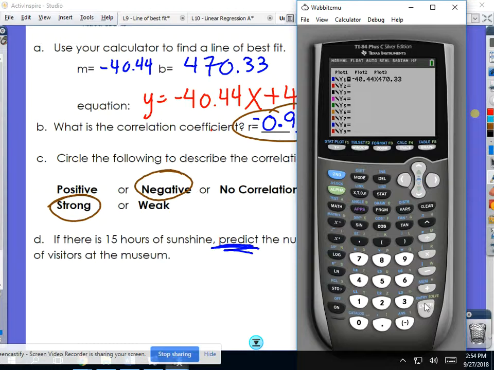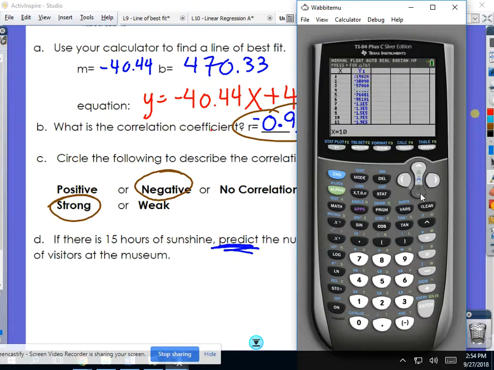Now to predict, we're going to press second and table. Except we're all the way down at 100, so I'm going to reset my table here real quick. There's honestly a quicker way to do this, family, and I'm going to show you how. But I'm going to reset my table to 0. This is how you could do it if you want to use your calculator.